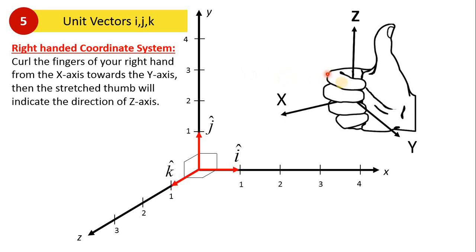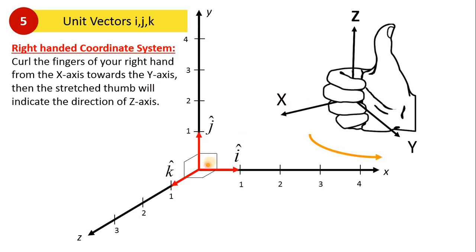Let us see this figure. This diagram is representing the right hand, and this is the coordinate system in which we have x, y and z. You know that x, y, z are mutually perpendicular as shown here. So if you curl the fingers of the right hand from the x axis towards the y axis, from x towards y, then the thumb will be pointing in the direction of the z axis. This type of coordinate system is called a right-handed coordinate system.